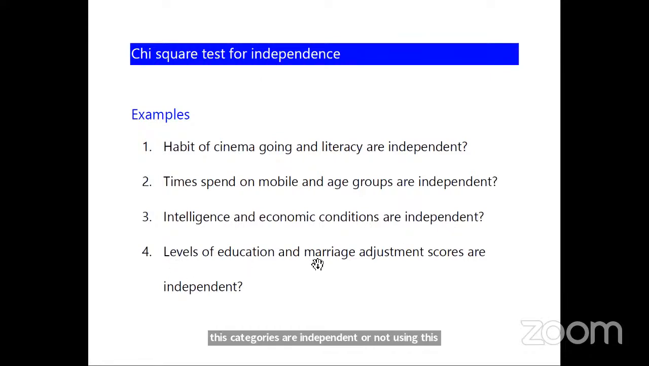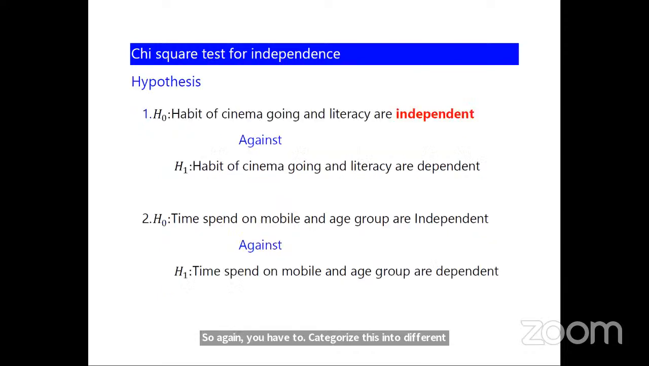Then levels of education, again you can take primary, then high school, then colleges or undergraduate, graduate, sorry, postgraduate, then highly educated, like that you can take levels of education. And marriage adjustment scores. So depending on education, does the marriage adjustment score depend? So again you have to categorize this into different categories, marriage adjustment score also. So in these cases, how will we formulate the hypothesis?